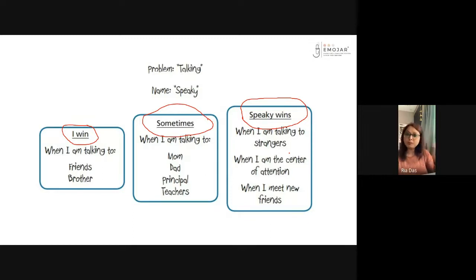Now we go on to the full blown, where the monster has appeared in front of you. We're going to write down those situations as well, and I'm pretty sure it will be a long list. May not be for all of you, but it can be a long list of things.